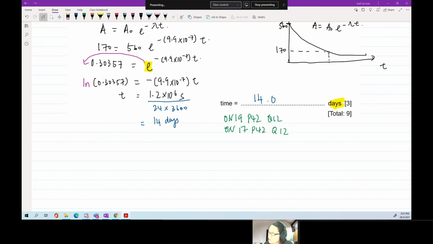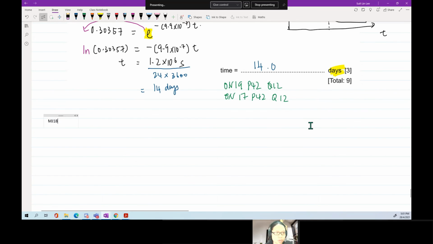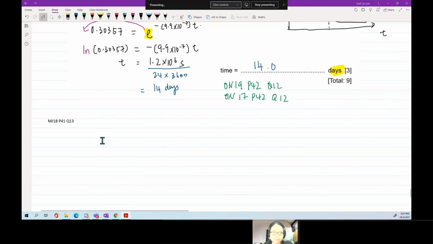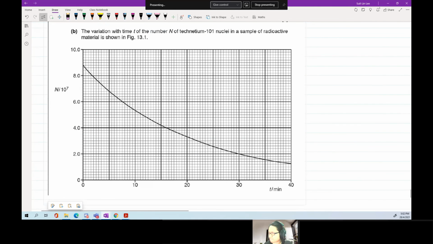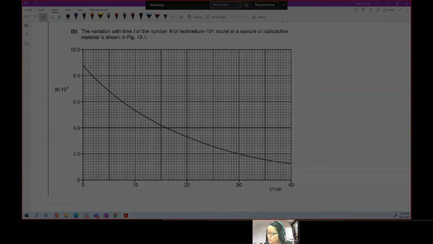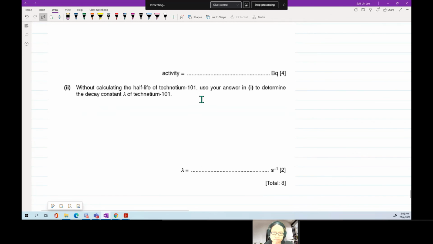So this means I can do this one. May, June 18, paper 41 question. Yes, I think this one is not recorded now, but I could be wrong. Doesn't matter. Graph. Technetium. So this is a half-life graph that I say I visualize in my head, but sure, doesn't matter if you don't.